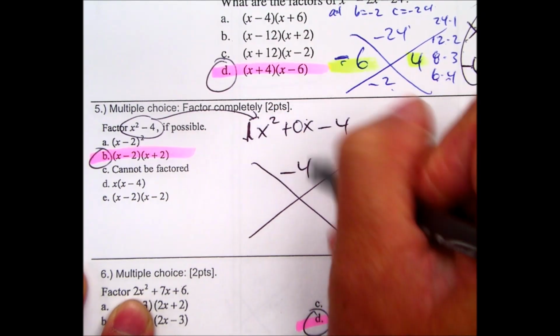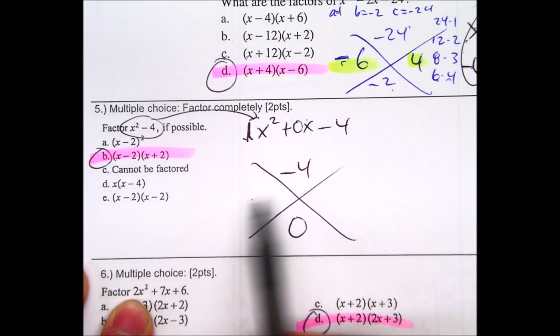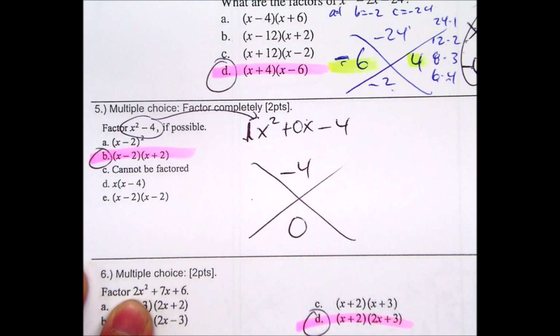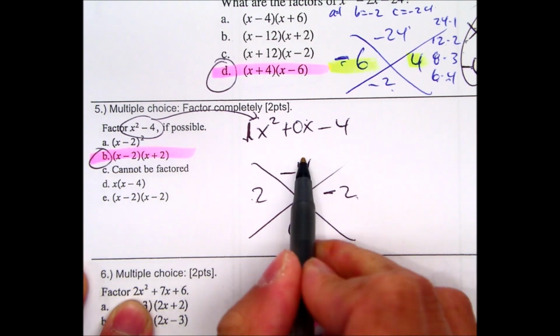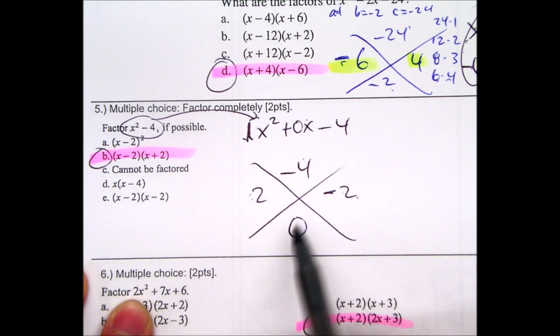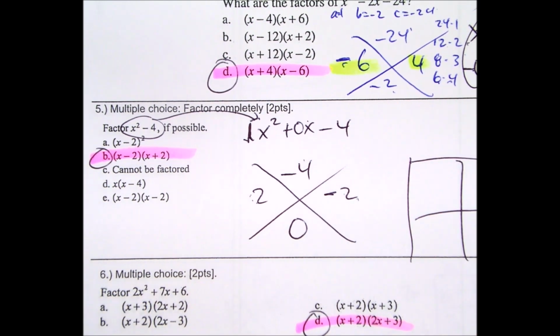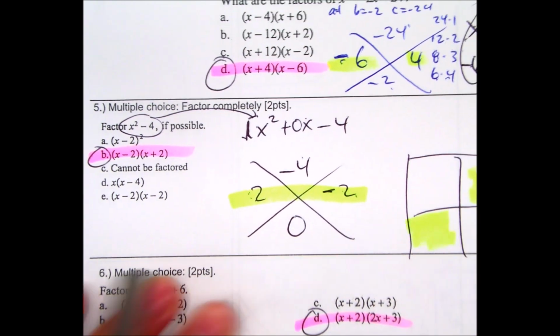B value is 0. Anytime you have a 0 here, that means that these two numbers, when you add them, will be 0. So that's going to be a 2 and a negative 2. 2 times negative 2 is negative 4, but 2 plus negative 2 equals 0. Put it inside your box. These two values, put them here and here.